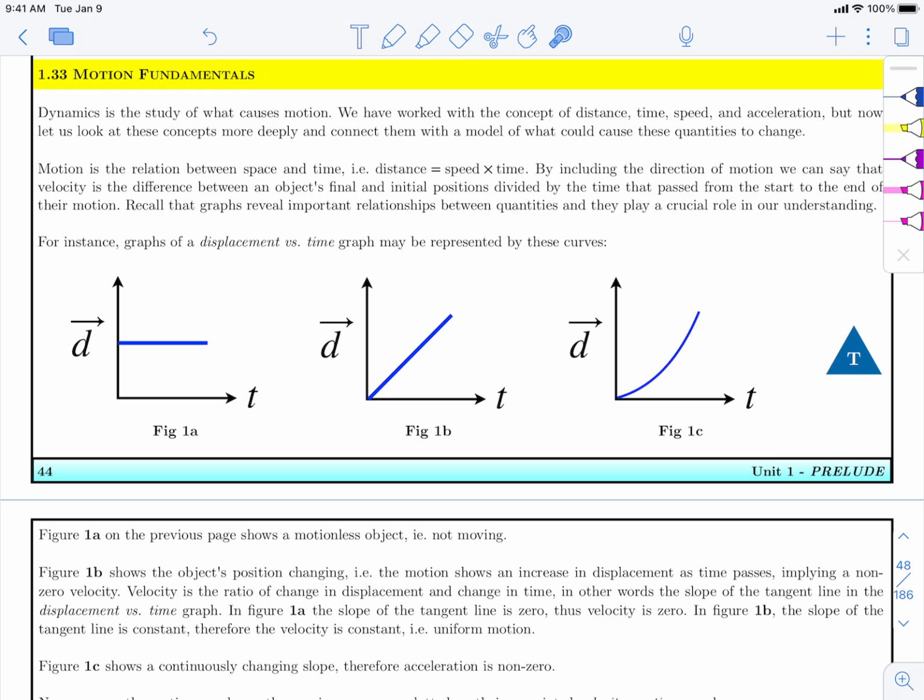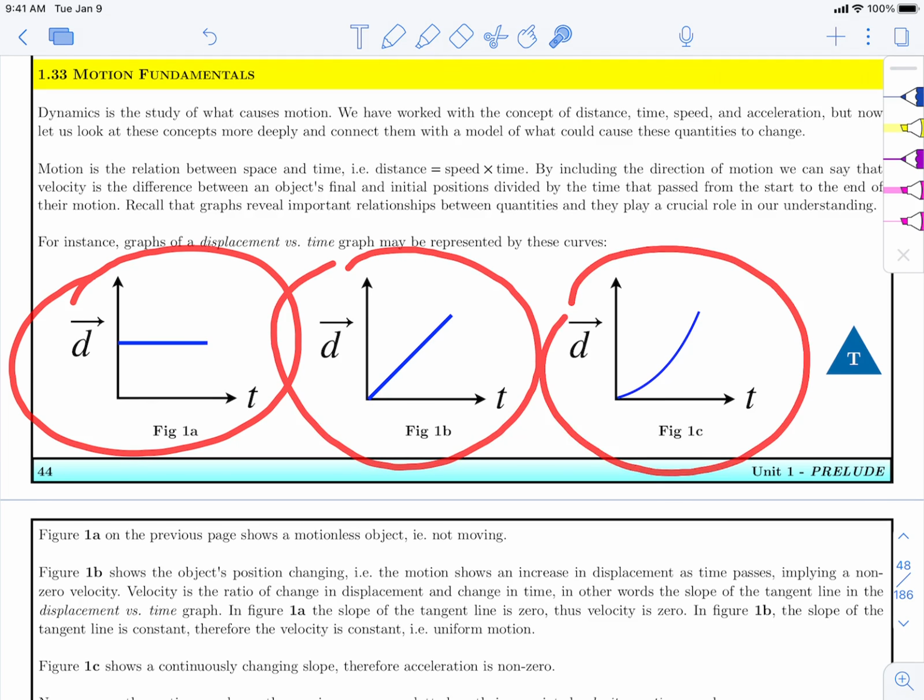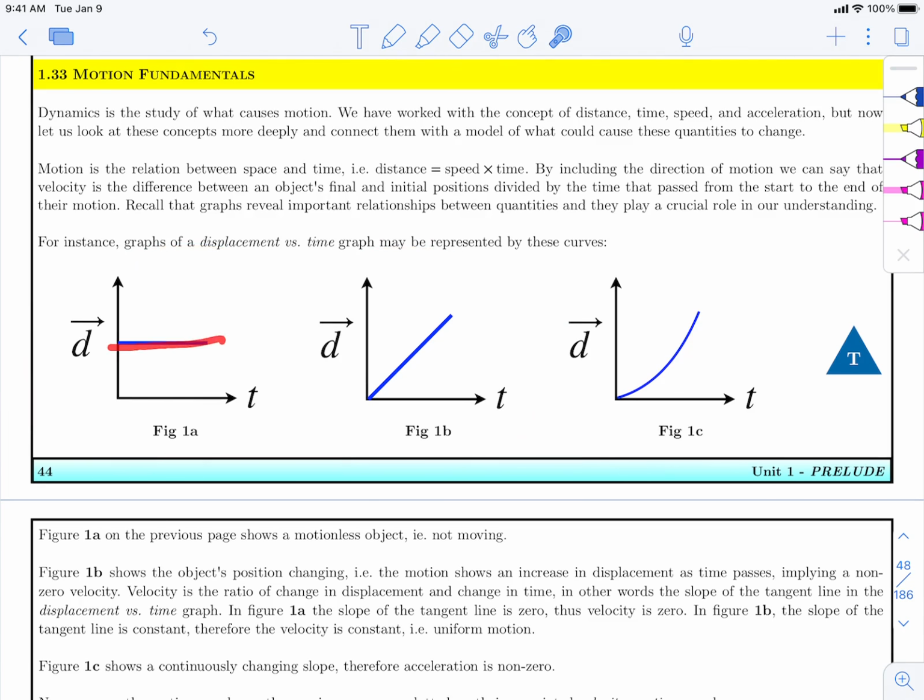Recall that graphs reveal important relationships between quantities, and they play a crucial role in our understanding. So consider three different motions, figure 1a, 1b, and 1c. Here is a motion that is stationary because the displacement isn't changing. Here's a motion in which the displacement is changing uniformly. The slope of this graph gives us v. The slope of a diagonal line is straight.